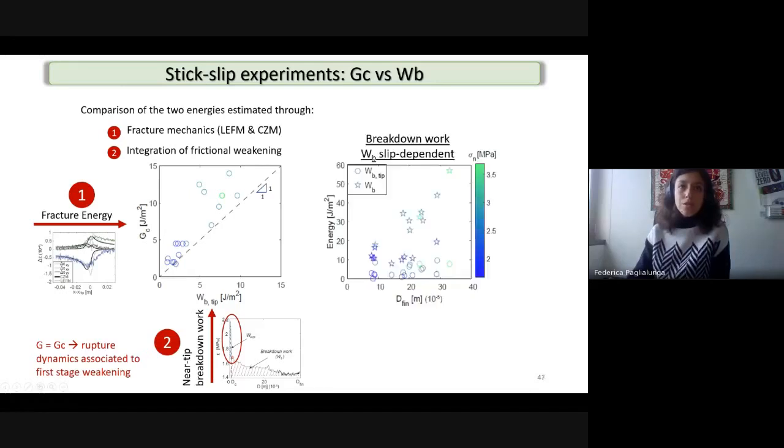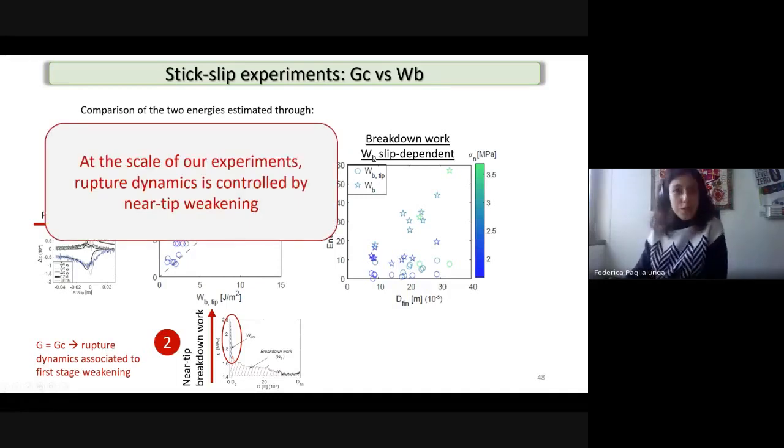So now if we plot the breakdown work and the near tip breakdown work with the final slip, we could observe that the near tip breakdown work was pretty much constant for increasing slip, while the total breakdown work was increasing with slip, as expected by literature and previous works. So this, again, at the scale of our experiments, the rupture dynamics were controlled by the near tip weakening.